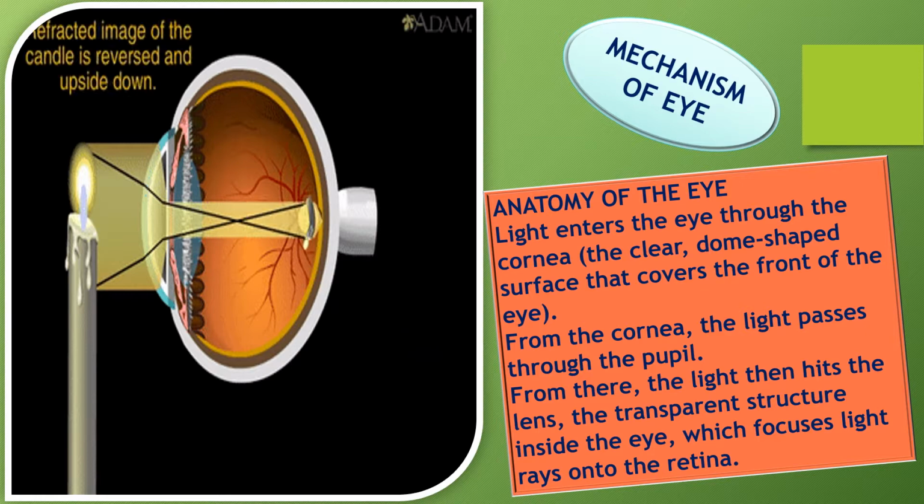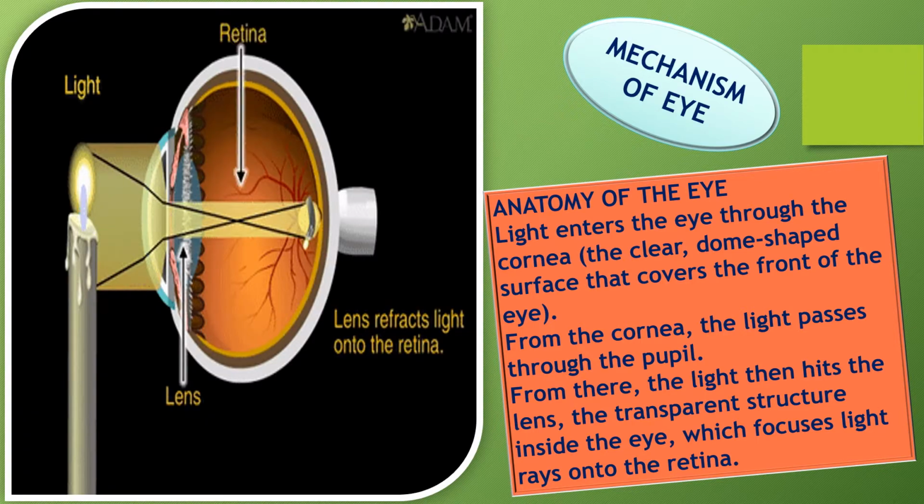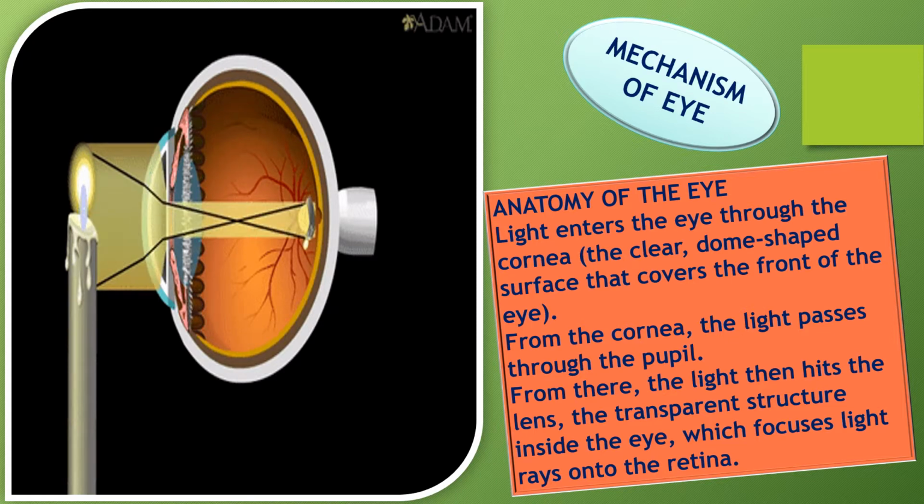Mechanism of the eye, or how the eye works. Light enters the eye through the cornea, the clear dome-shaped surface that covers the front of the eye. From the cornea, the light passes through the pupil. You can see the diagram.